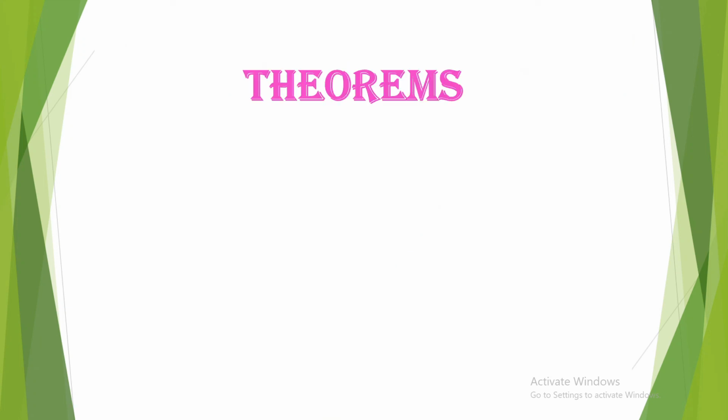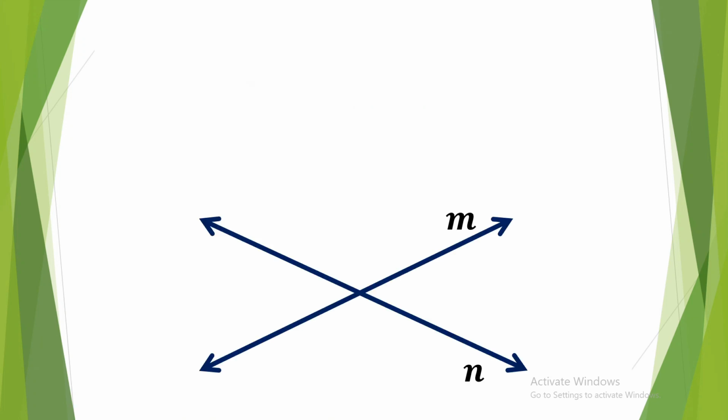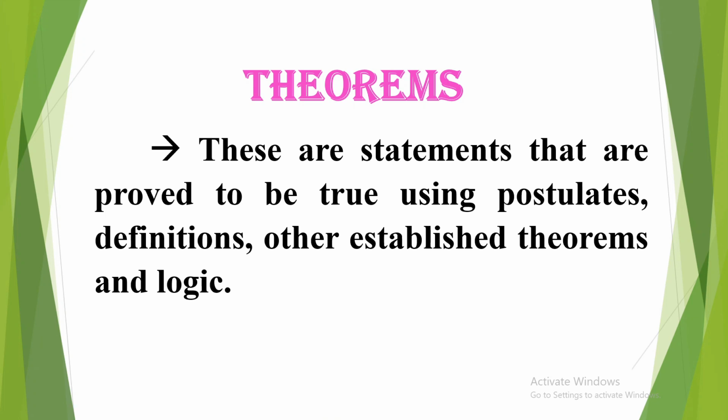Next, we have the last component of a mathematical system in geometry. We have theorems. Theorems are statements that are proven to be true using postulates, definitions, other established theorems, and logic. So unlike postulates, theorems need to be proven. They are only accepted after being proven using postulates, definitions, or other valid statements.